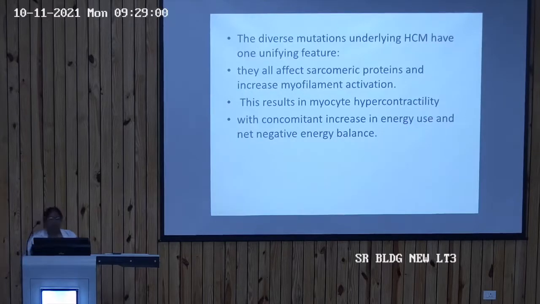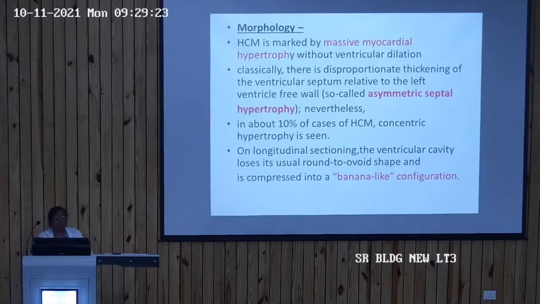Now all those mutations have one feature in common: they all affect the sarcomeric proteins, whichever protein it may be, and they increase the myofilament activation. That is, they activate it so that it is almost in the contractile state. It does not relax. Now this is marked by massive myocardial hypertrophy without ventricular dilatation, and there is disproportionate thickening of the ventricular septum relative to the ventricular free wall. That is, there is more hypertrophy of the septal wall and less hypertrophy of the free wall of the ventricle.